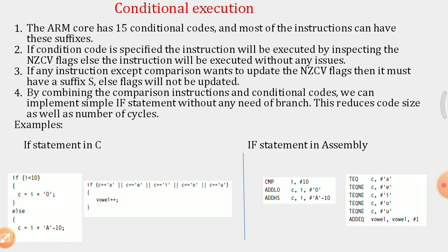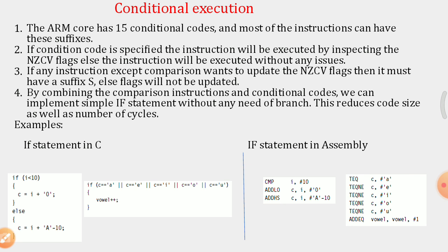Next we'll go for conditional execution. Here the ARM core has 15 conditional codes that we discussed in the previous video series, and most of the instructions can have these suffixes. There are so many suffixes like EQ, NE, LS, LO, HS, GE. 15 condition codes are there.